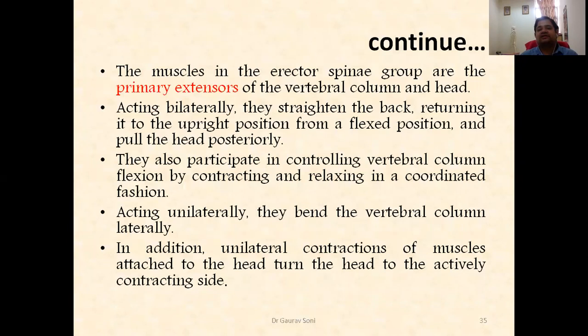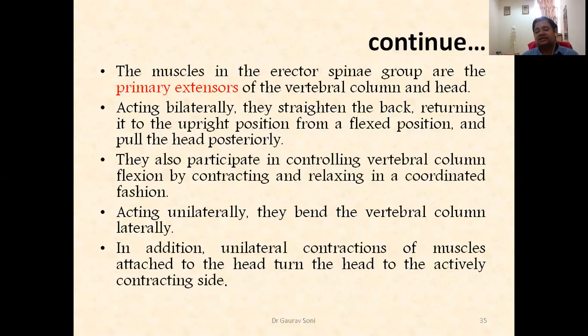The muscles in erector spinae are also known as primary extensors of the vertebral column and head. When you bend down to touch your feet and want to come back to the straight posture, these are the actual muscles which help you. Acting bilaterally, they strengthen the back, returning it to the upright position from the flexed position, and pull the head posteriorly. They also participate in controlling vertebral column flexion by contracting and relaxing in a coordinated manner. Acting unilaterally, they bend the vertebral column laterally, this side or that side. In addition, unilateral contraction of muscles attached to the head turns the head to the actively contracting side. So these are certain functions.